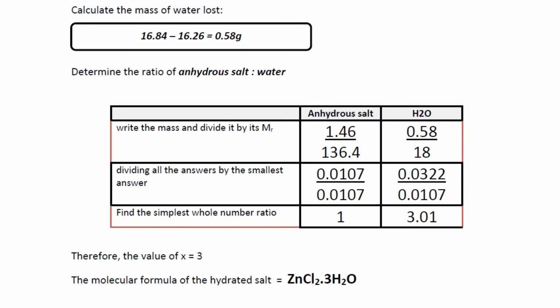So divide each one of those, 1.46 by 136.4, 0.58 divided by 18, we get the numbers 0.0107 and 0.0322. Just like before, we divide them by the smallest number, we get 1 to 3.01, but it needs to be a whole number. It has to be a whole number of water molecules. So allowing for some experimental error, we would say that x equals 3, so the formula is ZnCl2.3H2O.